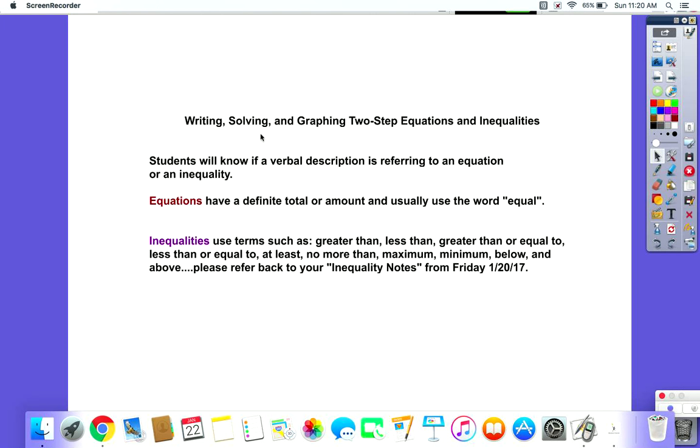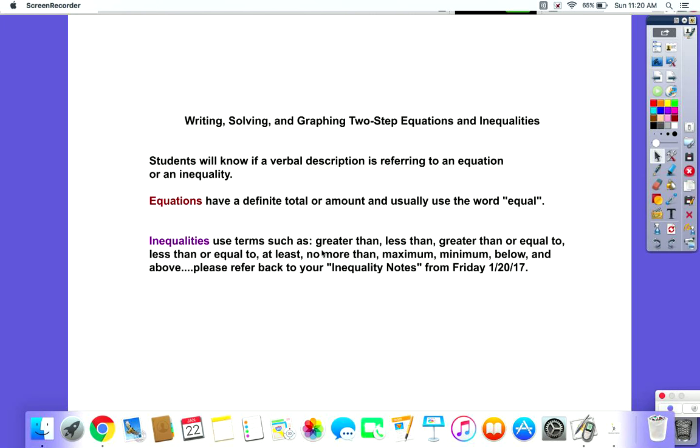Writing, solving, and graphing two-step equations and inequalities. Students will know if a verbal description is referring to an equation or an inequality. Couple of reminders. Equations have a definite total or amount, and they usually use the word equal.